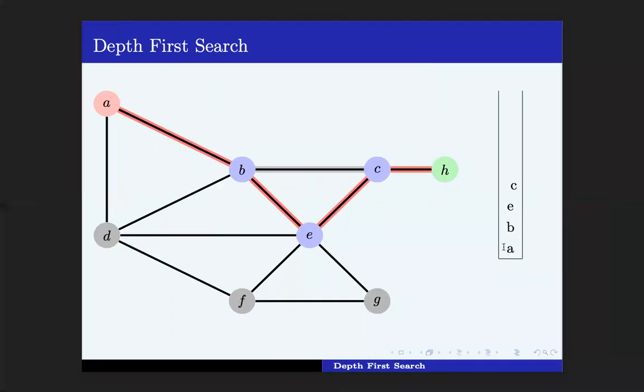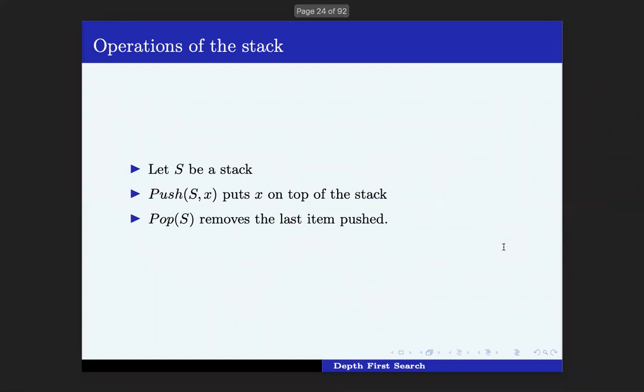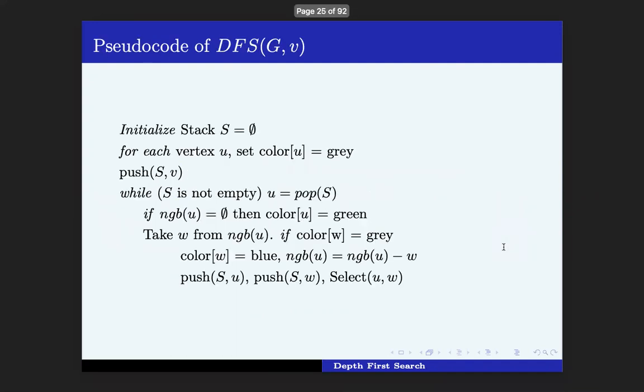So let me give you this pseudo code, maybe that will help you to understand it properly. Okay, so this is what we need. We need this stack, the push and pop operations that you have seen already. And here is the pseudo code. I hope that is written correctly.